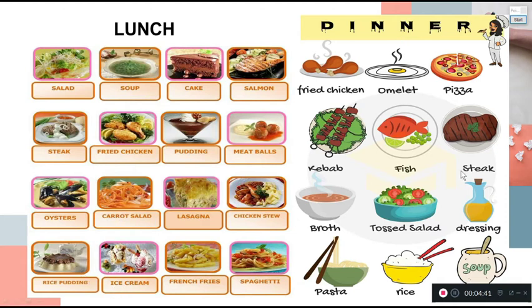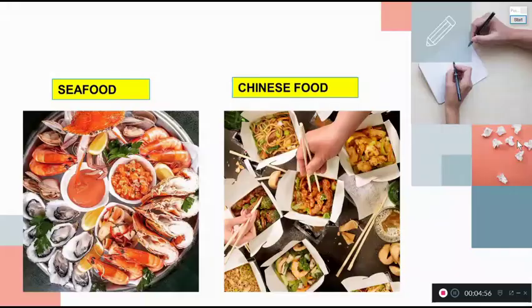For dinner we can have, for example, steak, pizza, omelette, pasta, rice, toast, salad, fish, kebab. Muy bien. Also, we have some kinds of food. We have seafood and Chinese food. Seafood va a ser referente a la comida marina. Chinese food, like in the picture, la comida china. Okay?